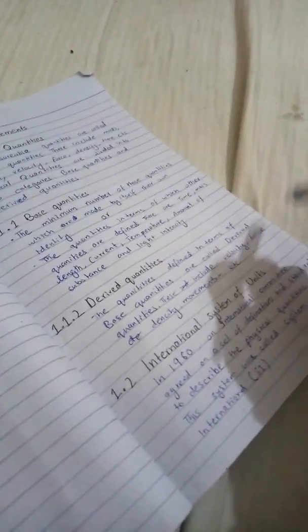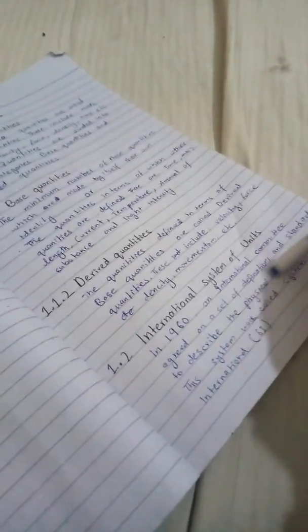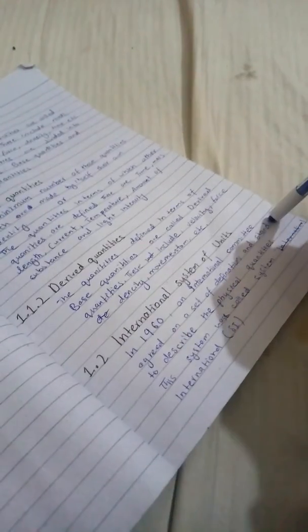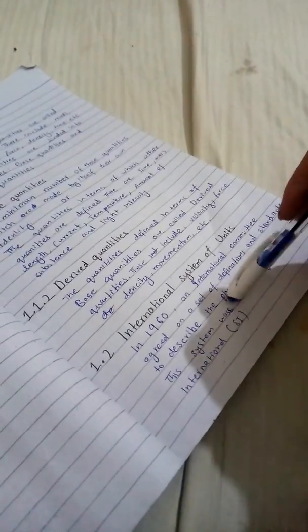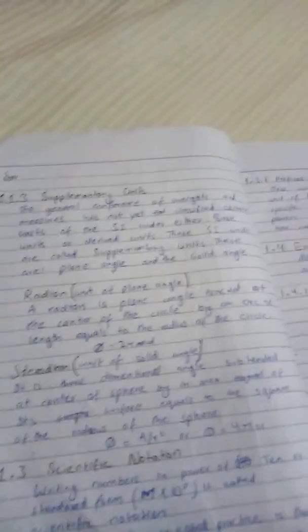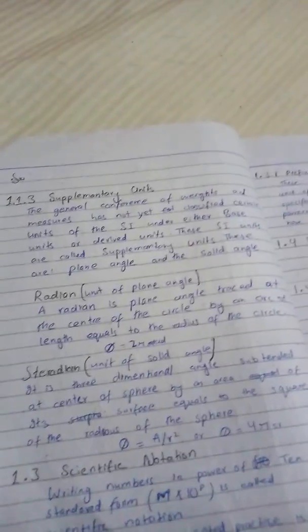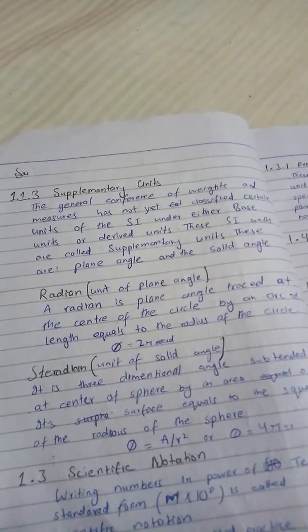So in the 1960s, what they did, all the science community people agreed on a set of definitions and standards for international understanding, for international exchange of information. So that's what SI units are.